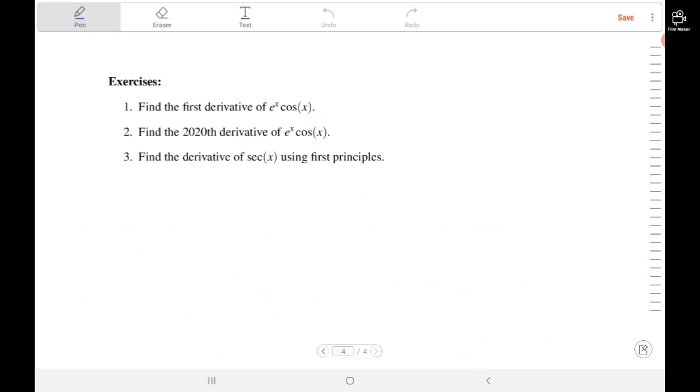And finally, I'd like you to try and find the derivative of sec of x using first principles. So we know that sec is 1 over cosine, but I would like to actually do it directly rather than just writing it in terms of cosine. So using first principles and following a similar method to what we just did here to differentiate cosine.